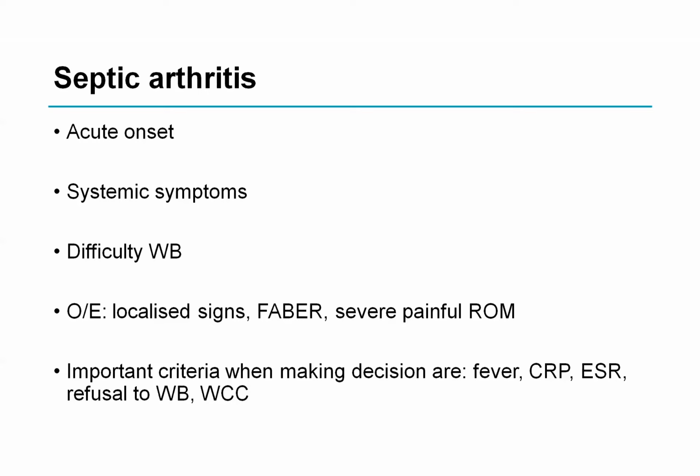And these are, in order of importance: fever, any raised CRP, a raised ESR, a patient inability to weight bear, and also raised white cell count.